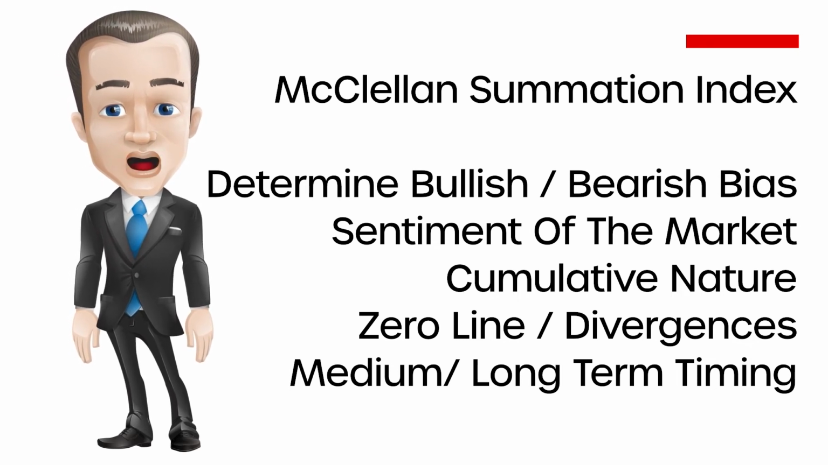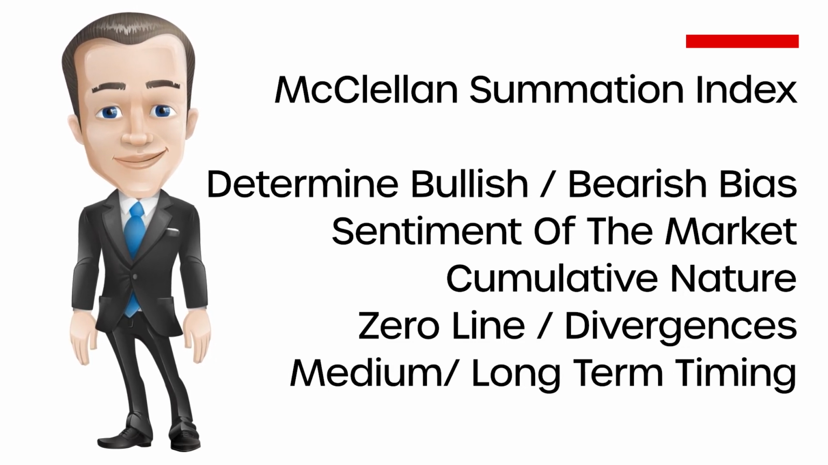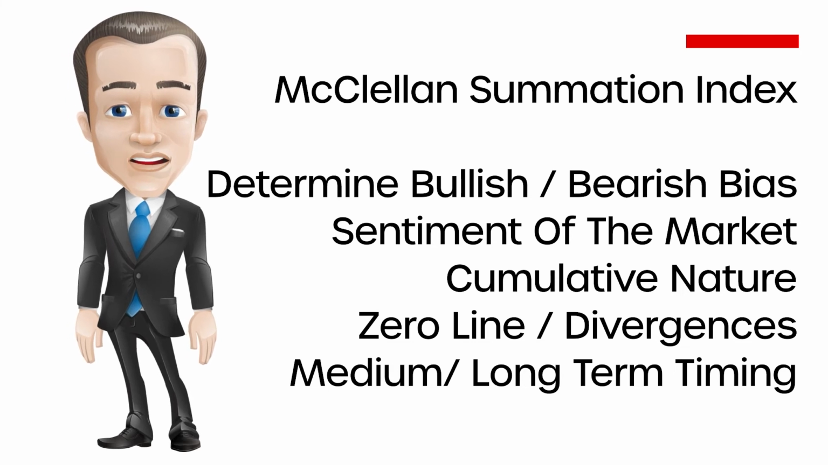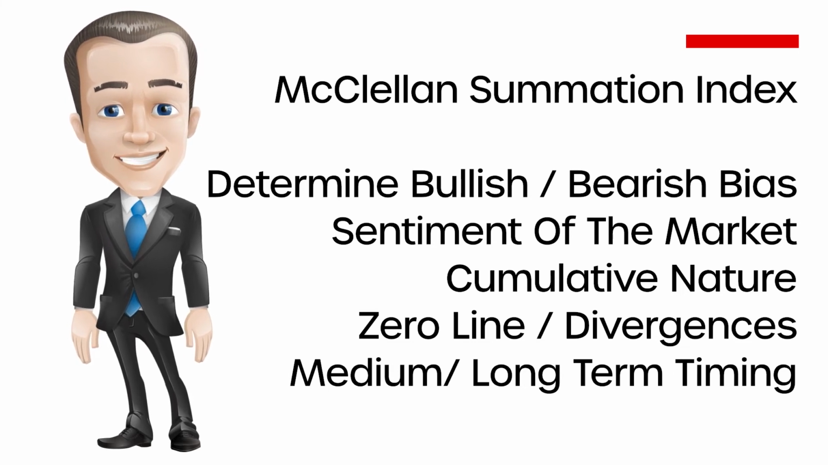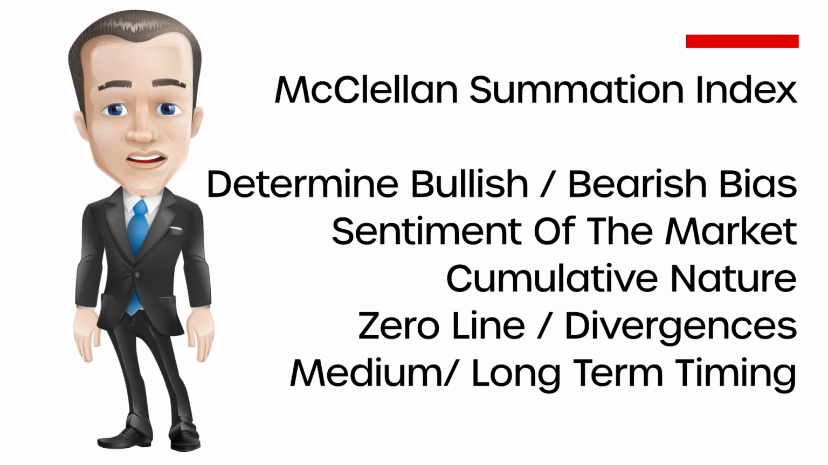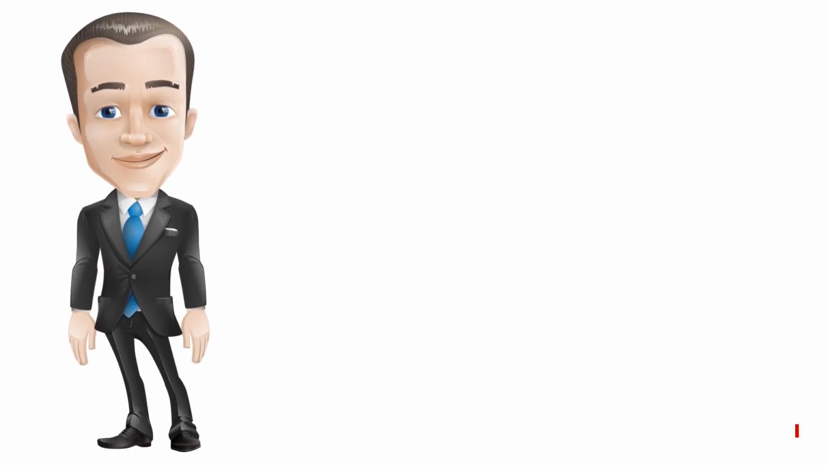However, given its cumulative nature, the Summation Index is a slower version of the McClellan Oscillator. The index crosses the zero line fewer times, forms divergences less often, and produces fewer signals in general. In other words, the McClellan Oscillator can be used for short-term and medium-term timing. The Summation Index is generally used for medium-term and long-term timing.